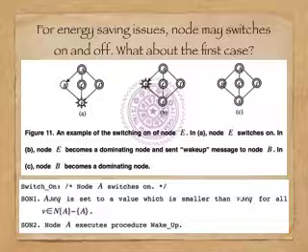Now for the energy saving issues, a node may switch on or off. What about the first case? For this kind of case, if you think about laptop usage or cell phone usage, currently you can find a lot of charging services that have been set up along public spaces. That means this does not happen too much.